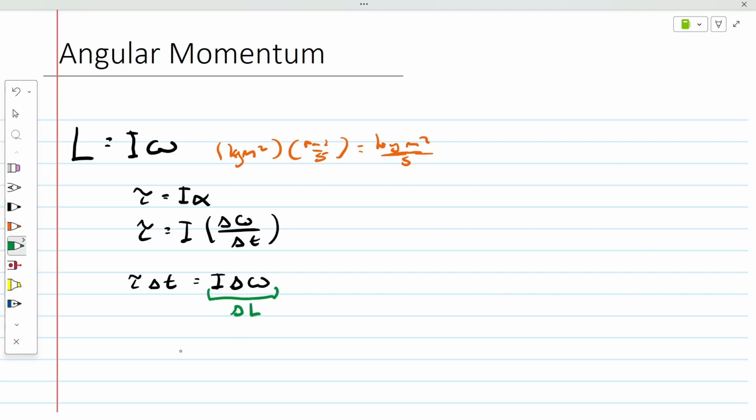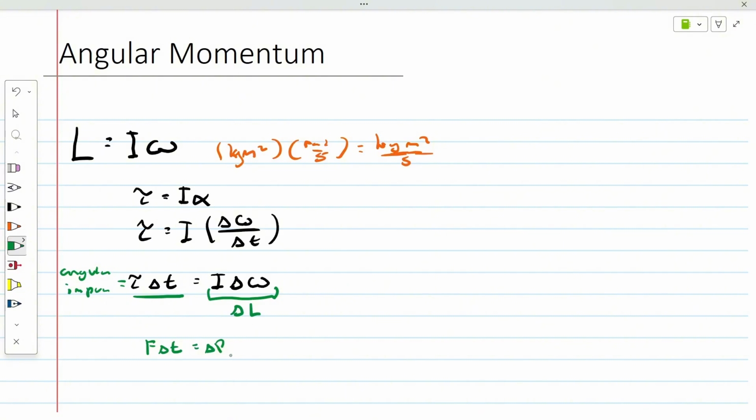And you might be thinking that this kind of looks familiar from when we did impulse with force times delta t, and that's because this is what we call angular impulse, which is basically just the impulse, but for angular or rotational motion. So this is just the angular impulse, which equals the change in angular momentum, just like impulse equaled the change in momentum.